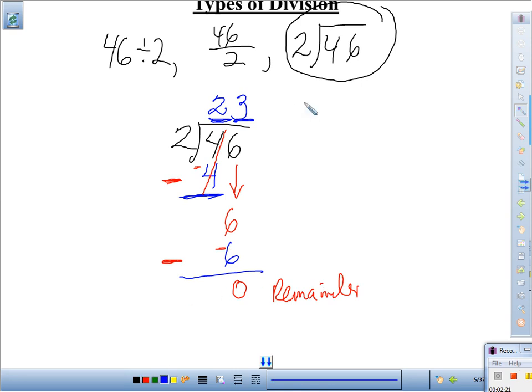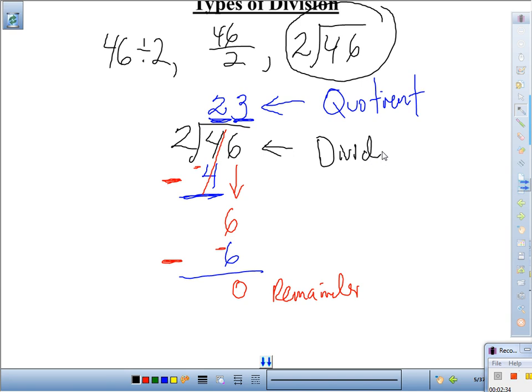The answer that we got for the division is known as the quotient. The number inside of the division is known as the dividend. The number outside is known as the divisor.